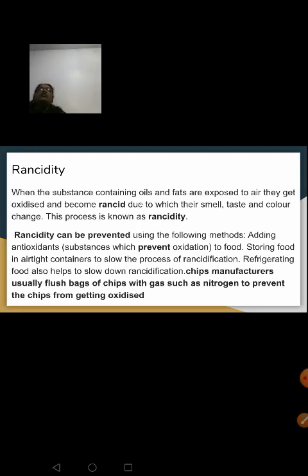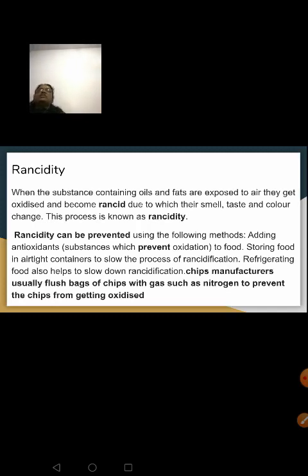And when oil is left over for a longer period of time, it turns rancid. When you heat it, you can see bubbles coming up, froth getting formed, and it gives a very bad smell. So when substances containing oils and fats are exposed to air, they become rancid. That means they get oxidized. So how can you prevent this rancidity? By adding antioxidants to those substances which can prevent oxidation, or by storing these food substances in airtight containers, or by wrapping them in aluminium foil, which can slow down the process of rancidification. Even refrigerating is one method of preventing rancidity.